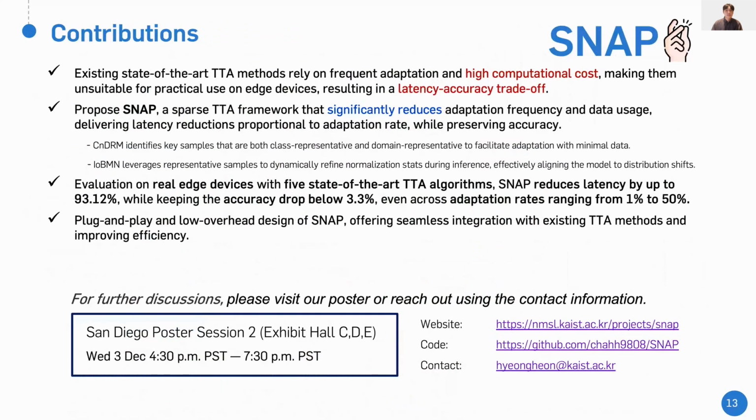To summarize, SNAP tackles the latency-accuracy trade-off in TTA by sparsifying updates and leveraging representative samples. It significantly reduces adaptation latency while preserving accuracy across diverse TTA methods, models, datasets, and edge devices.